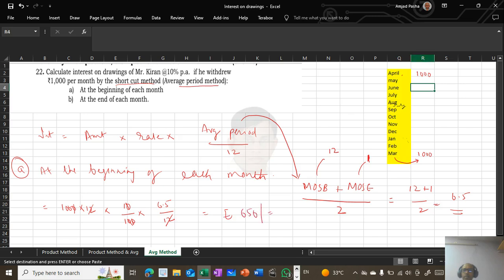That's all. So simple. At the beginning of each month, 6.5 will give you 650. So 650 rupees. Don't overwrite like this. Always write the numbers properly, because of this also you may lose. So write here again, rupees 650.